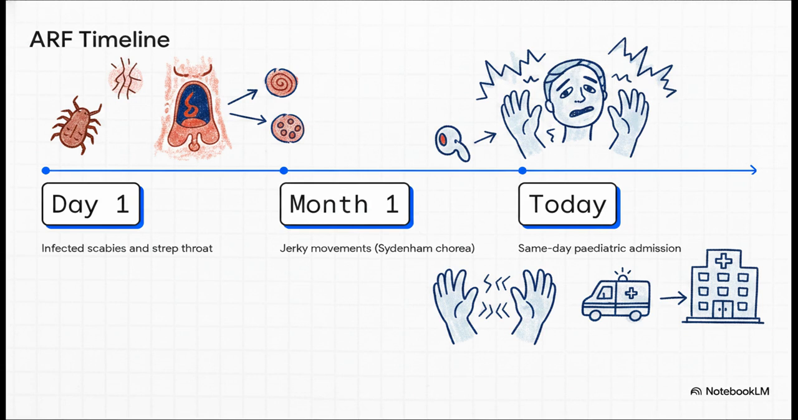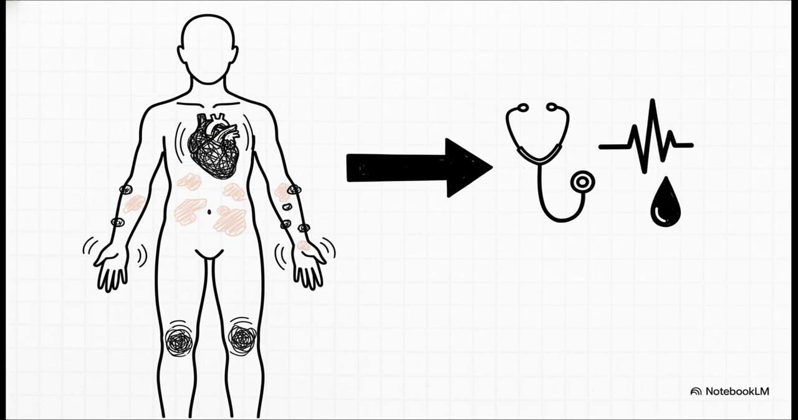On day 1, he had infected scabies and maybe a mild sore throat, a group A strep infection. 1 month later, his immune system has reacted to that strep, resulting in Sydenham chorea. This timeline right here is the classic bridge to acute rheumatic fever. And your immediate action? Same-day pediatric admission. No exceptions. You have got to quickly spot those major criteria for rheumatic fever using the Jones framework.